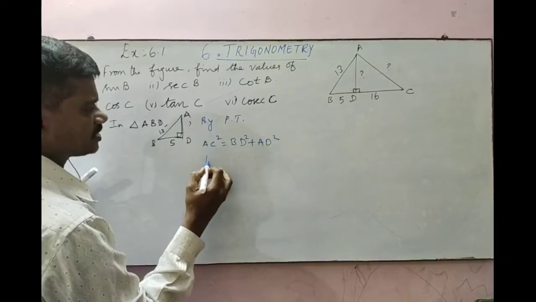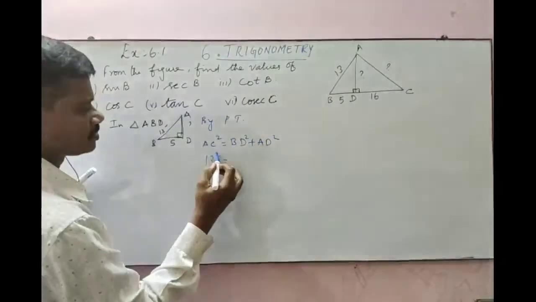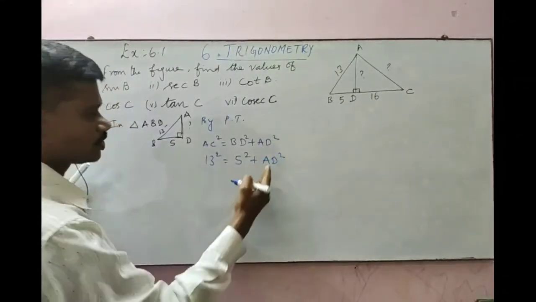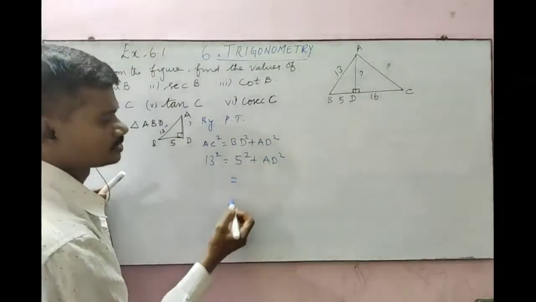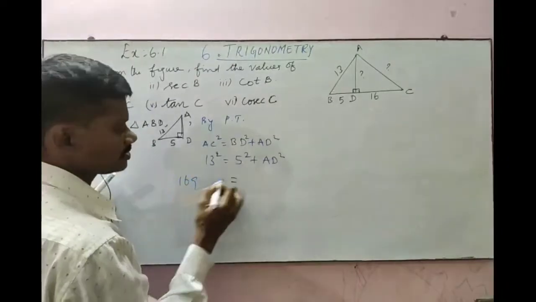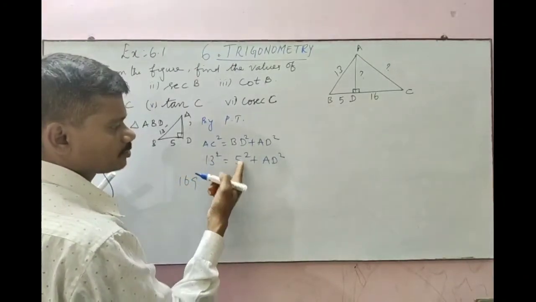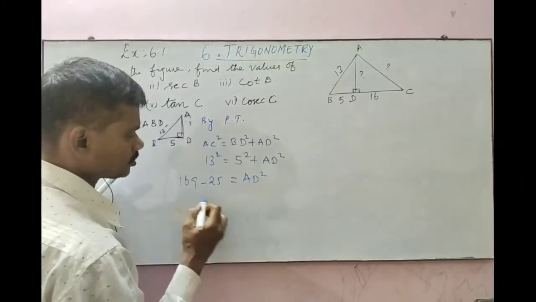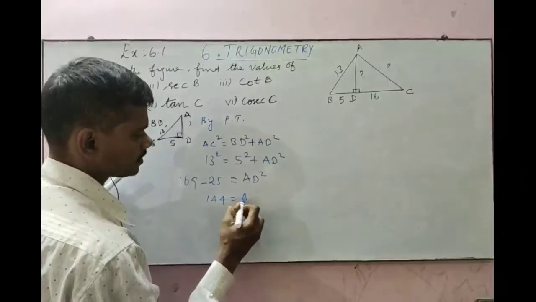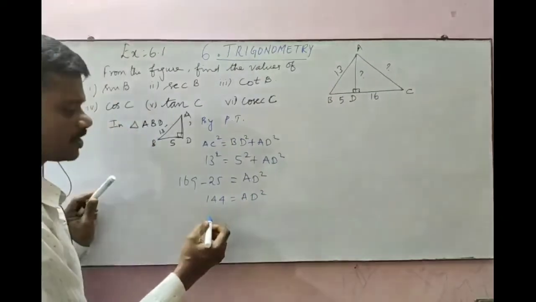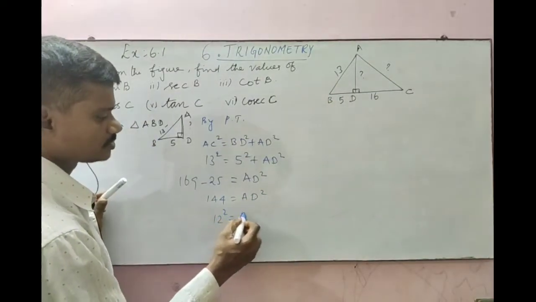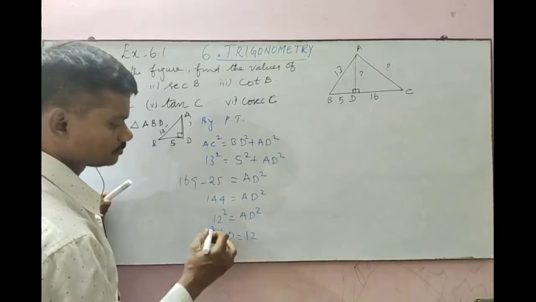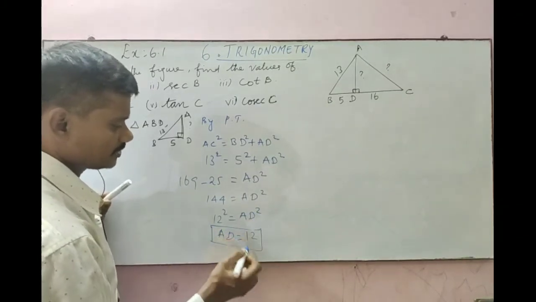What is the value of AC? 13 square equal to BD, that is 5 square plus AD square. We don't know the AD, you have to find out. So 13 square is 169, 5 square is 25. Bring this to the left hand side, you will get minus 25. So AD square is equal to 144. So 144 is the square of 12. So you will get the value of AD as 12. So this is the value of AD.